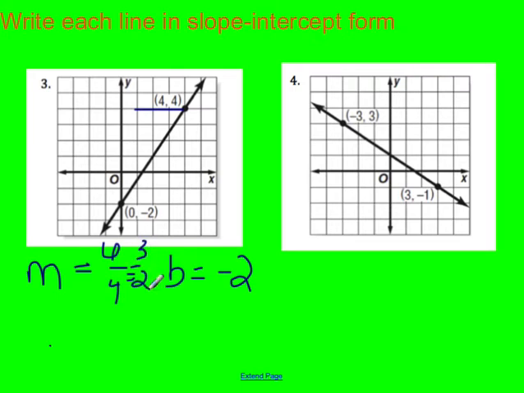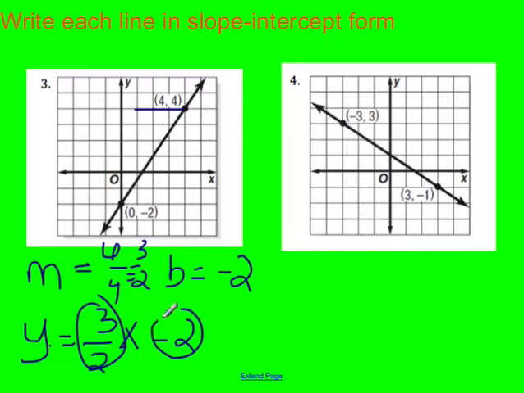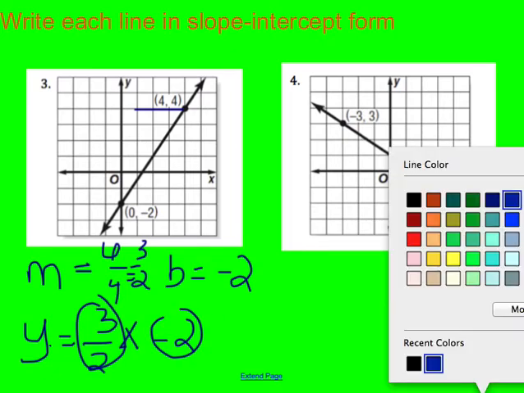You always want to write your slope as 3/2. So then I have y is equal to 3/2 x minus 2. 3/2 x. So I plugged in my m, and I plugged in my y-intercept. Next, let's go ahead and take a look at number 4.